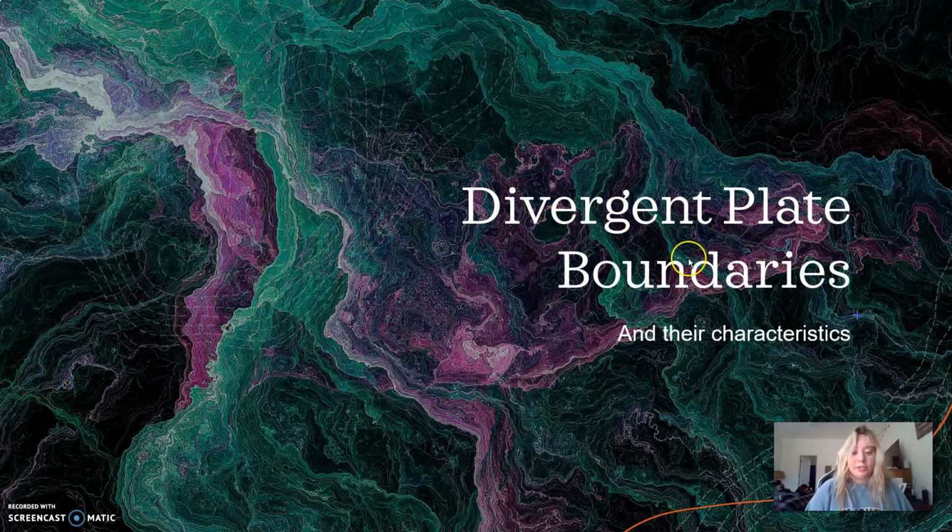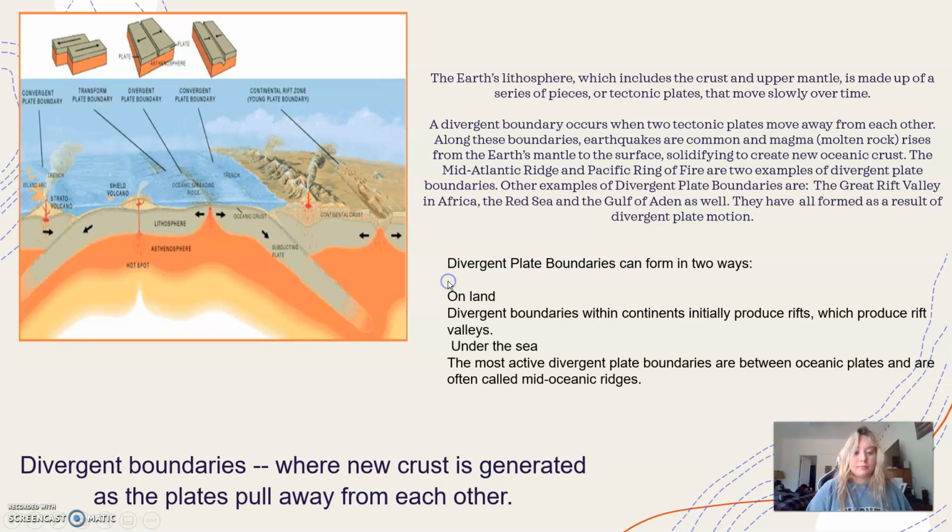Divergent plate boundaries and their characteristics. Divergent boundaries are where the new crust is generated as the plates pull away from each other.